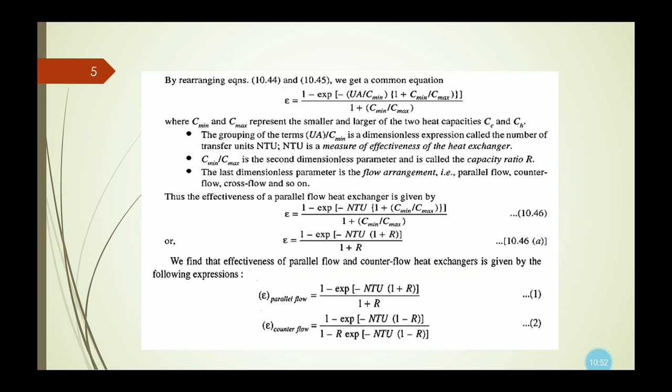So the effectiveness of a parallel flow heat exchanger can be represented in terms of NTU. That means in case of a parallel flow heat exchanger, the effectiveness can be written in terms of NTU and the capacity ratio as effectiveness equals 1 minus e to the power minus NTU multiplied by 1 plus R, divided by 1 plus R, where NTU equals UA by C min and R equals C min by C max. So this formula we need to remember to solve the numericals based on the effectiveness-NTU concept in case of a parallel flow heat exchanger.